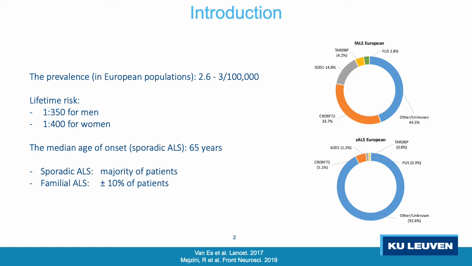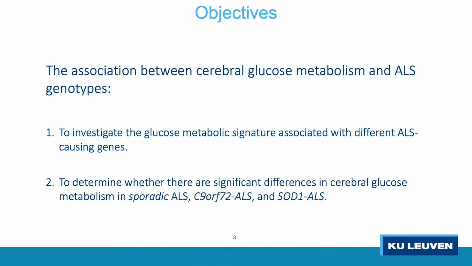in the SOD1 gene. Little research, however, has been done into the cerebral glucose metabolic correlates of monogenic forms of ALS. So in this study, we focused on the glucose metabolic pattern associated with different genotypes of ALS in a large cohort of ALS patients using FDG PET.